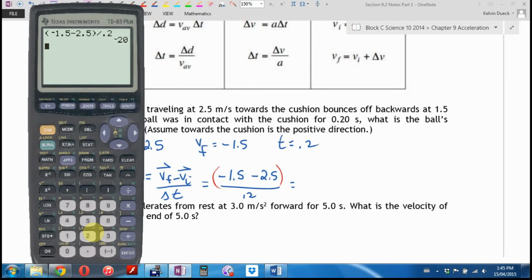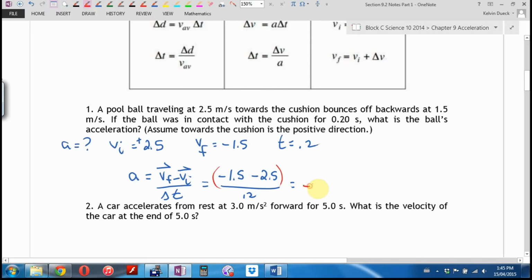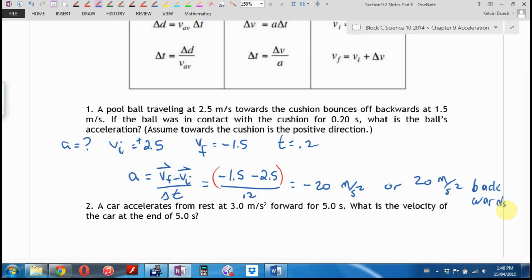This was a pretty big acceleration. By the way, negative 20, that's about 2 Gs. So if you said negative 20, Alex, I'd take that. Or you could say 20 meters per second squared backwards. Which one's less writing? You know what? A negative is worth 1,000 words sometimes. I'll use the negative.